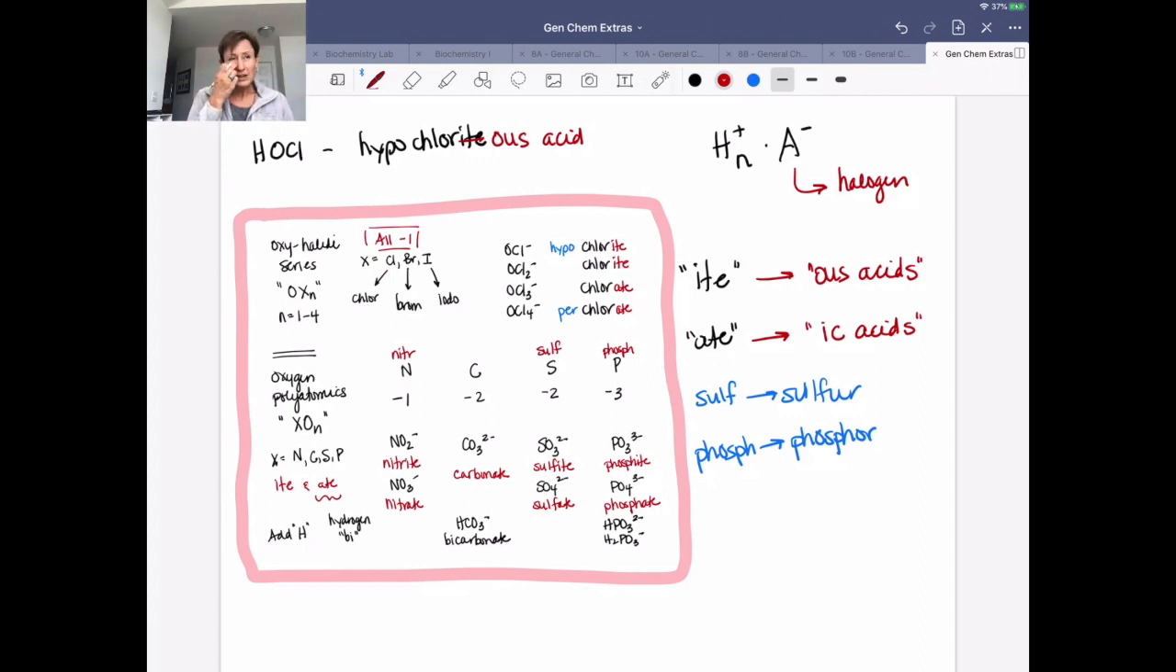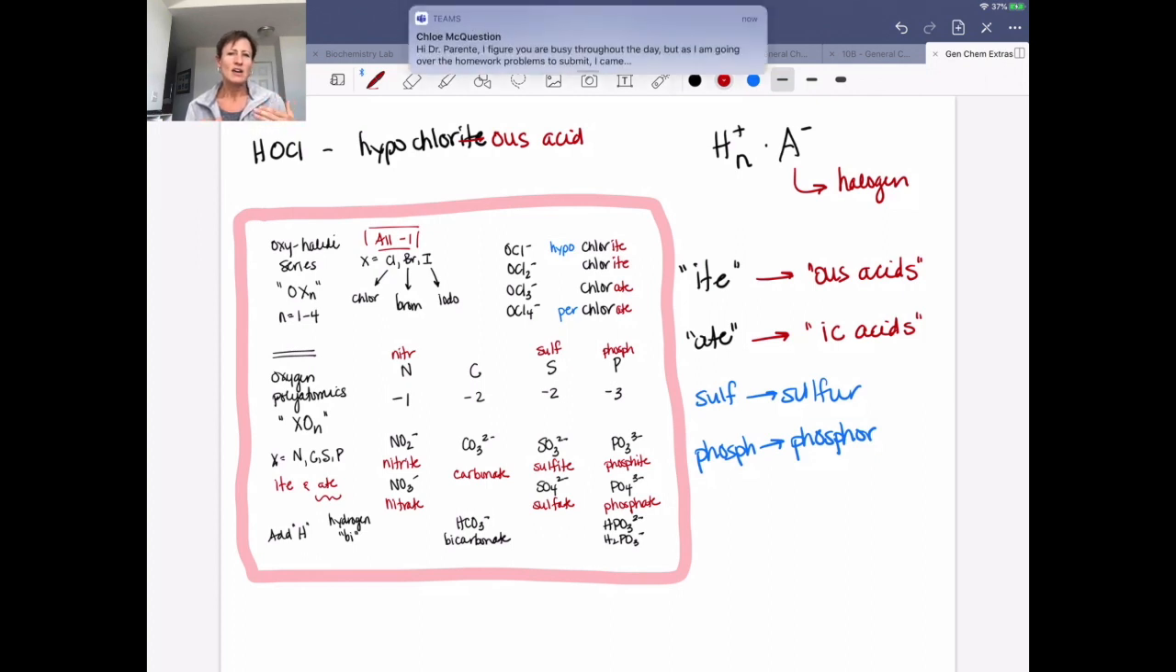And the only other acid that we've talked about is what we call a binary acid. So it is an acid that we make by bubbling a gas in water. So HCN. This is one that we haven't really talked about. So you might see that as either cyanic acid or hydrocyanic acid.